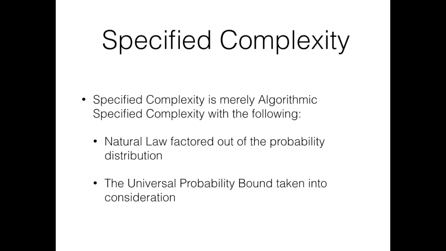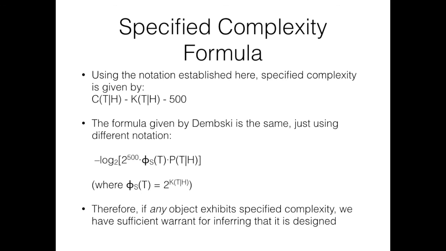So far, we've talked about algorithmic specified complexity. How does this relate to the specified complexity often mentioned by intelligent design? And the fact is they are very close. Specified complexity is basically algorithmic specified complexity with the extensions that we've talked about. You take algorithmic specified complexity, you factor out natural law, and you take into account the universal probability bound. So the formula for specified complexity is the physical complexity of the sequence given our background hypothesis, minus the Kolmogorov complexity of the sequence, minus 500.